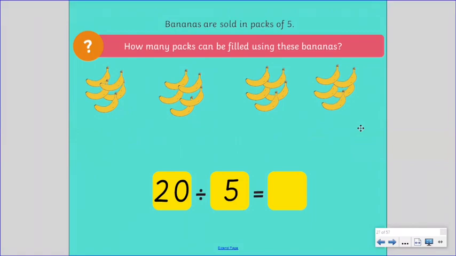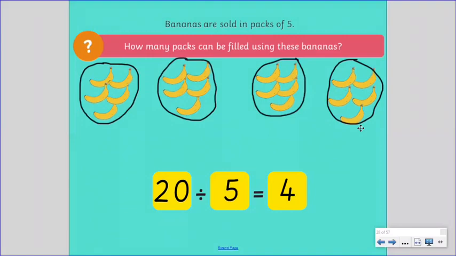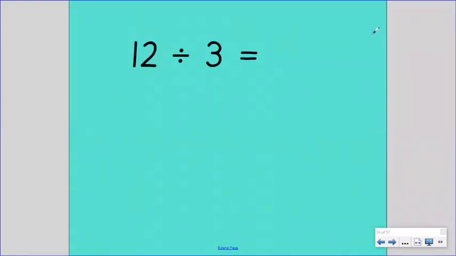Now to get our answer, we need to count up the number of groups. So how many groups of bananas are there? Well done, there are 4. So our answer is 4. We've got 1 group, 2 groups, 3 groups, 4 groups. So 20 divided by 5 equals 4. Well done.